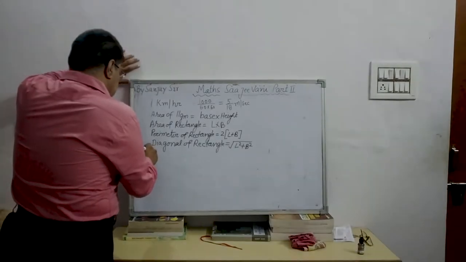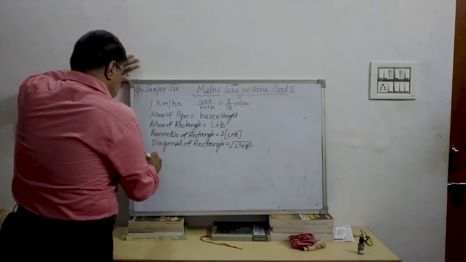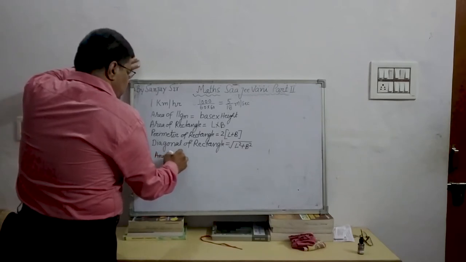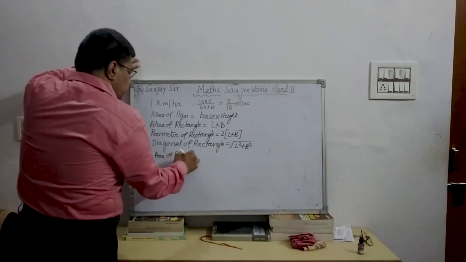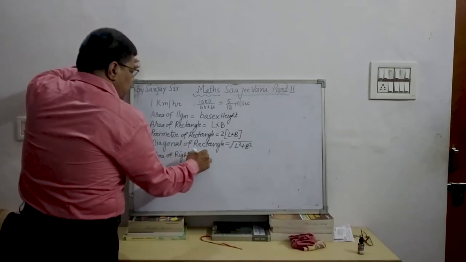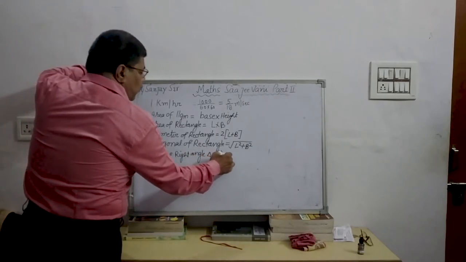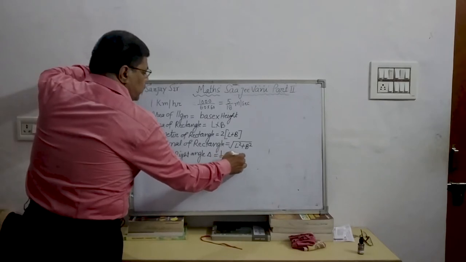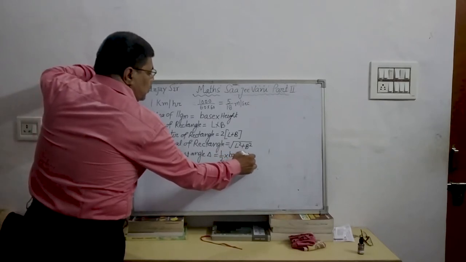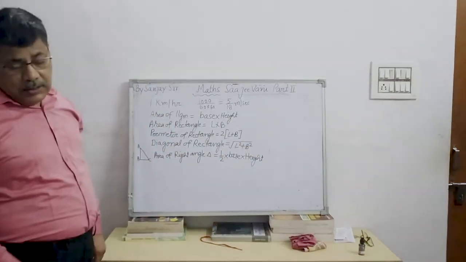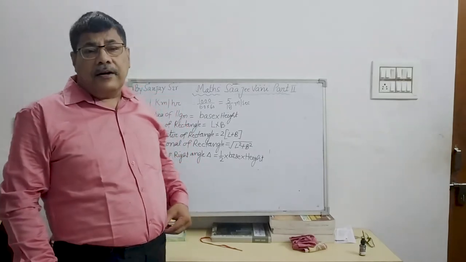Now I am coming to how you will find out the area of a right angle triangle. Suppose this is a right angle triangle, A, B, C. How will you find the area of this? Area of right angle triangle is found by this formula: 1 upon 2 into base into height. This is the formula for finding out the area of a right angle triangle.